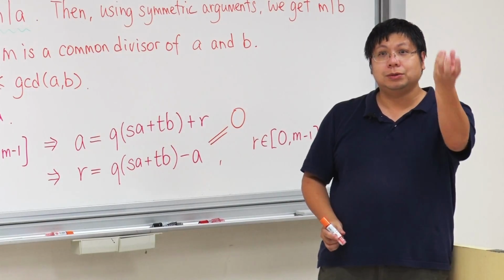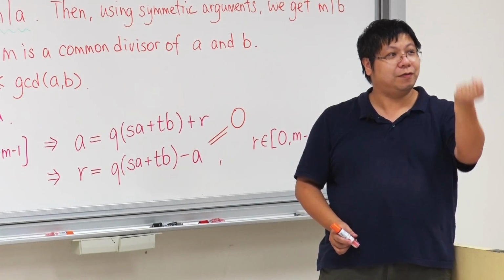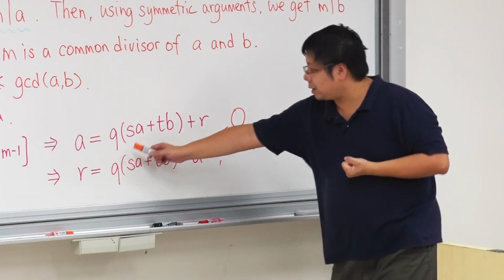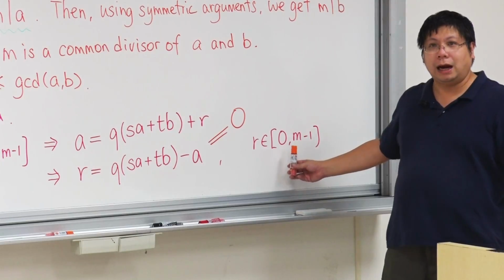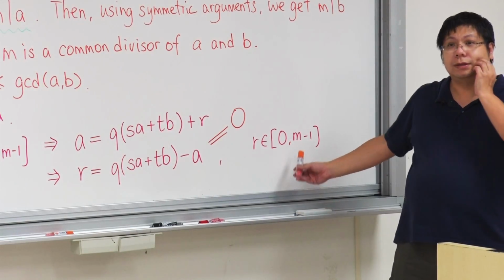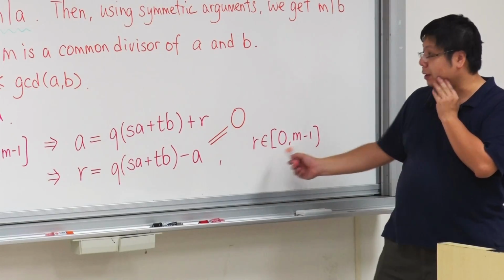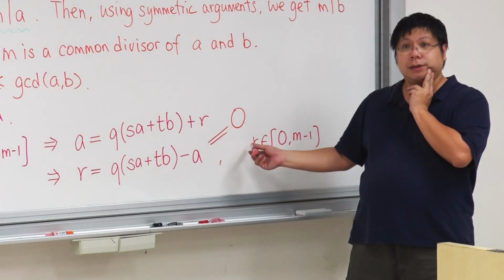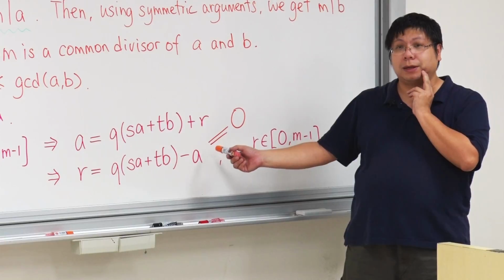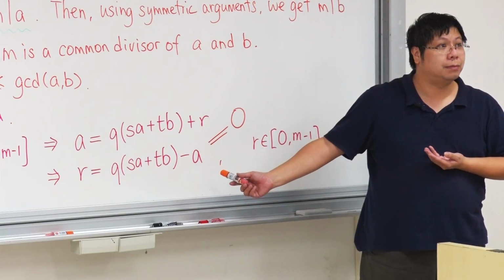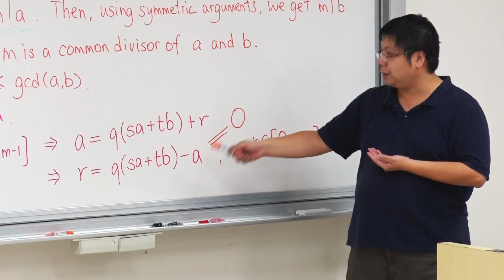M is already chosen to be the smallest positive integer that is a linear combination of A and B. So we cannot choose any other number for R. R can only be 0. If R is non-zero, then R is going to be less than M, because R is less than M, right? If R is some number less than M, but not 0, then it contradicts the choice of M. So that means that R has to be equal to 0.